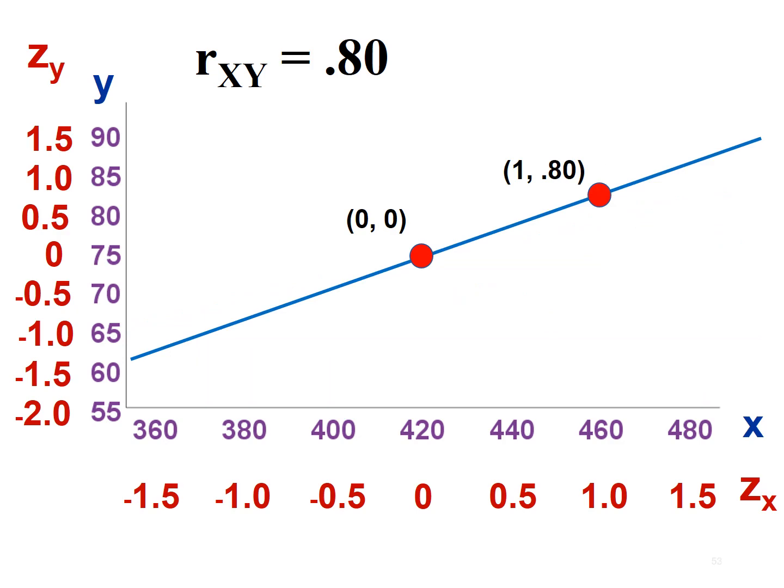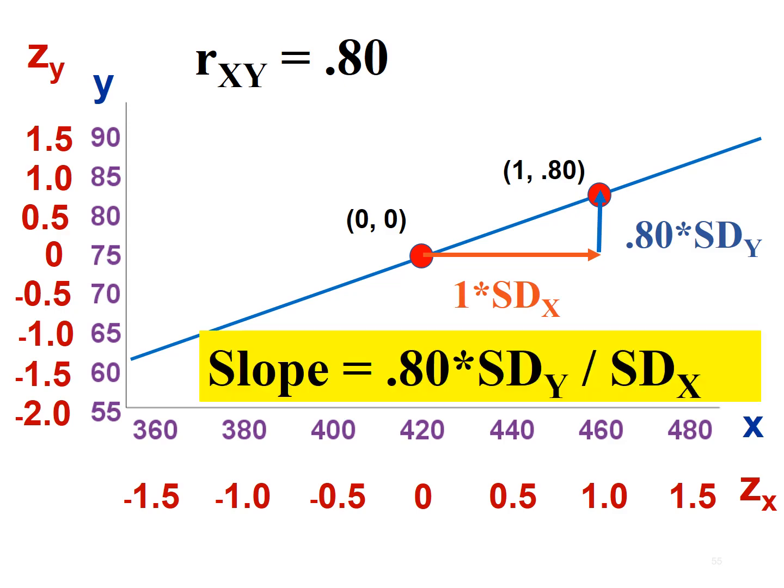So this idea applies to other correlations as well. If the correlation is 0.80, it's still going to go one standard deviation of x across, and then r standard deviations up, or 0.80 standard deviations of y up. So one standard deviation of x across, and 0.80 standard deviations of y. So the slope is equal to 0.80 times SD of y divided by SD of x.